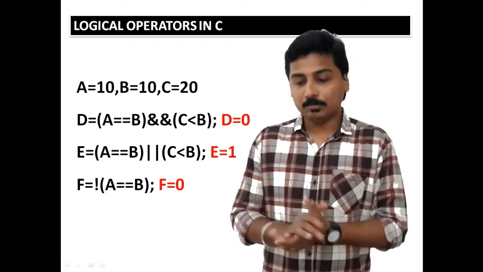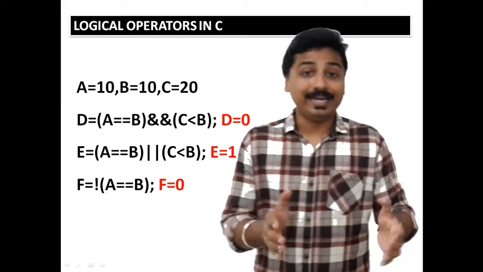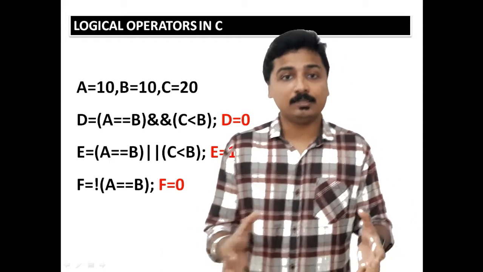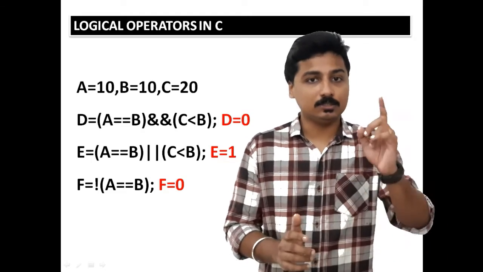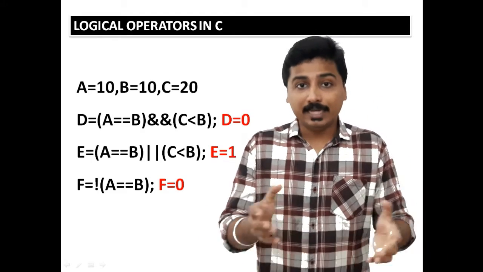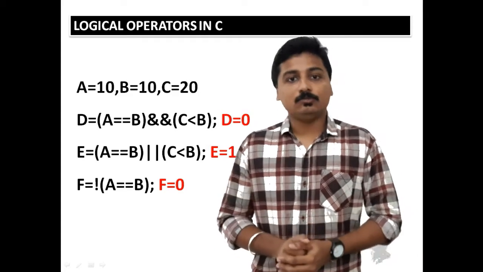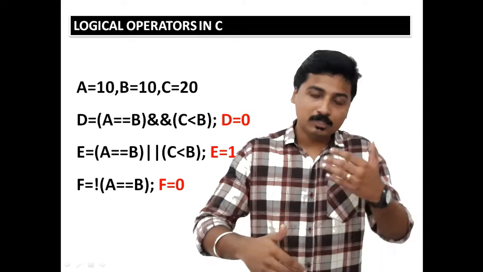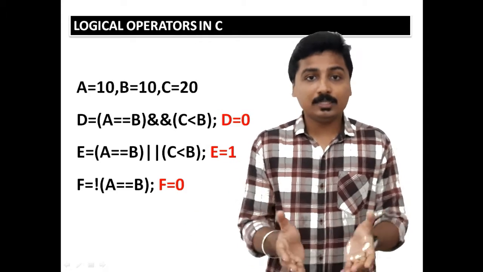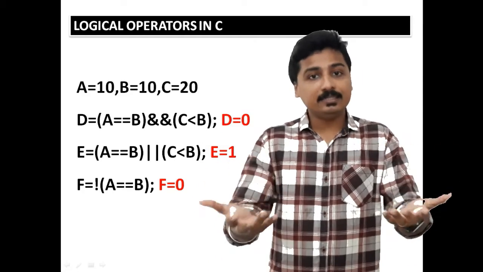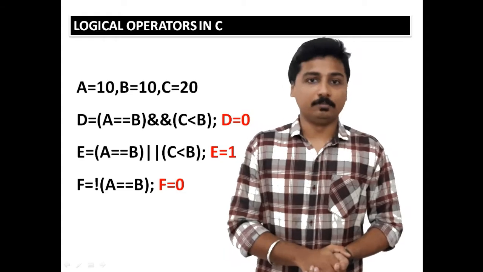We are using the same approach, that is A equal to B or C less than B. A equal to B will be satisfied. We are comparing the values inside A and B. A and B consist of the same value. So that condition will be satisfied. So the result will be 1 because one of the conditions has been satisfied. Okay. In the third case, we are using the NOT operator. That is, we are inverting the condition, and we are using A equal to B. Actually, here A and B are equal, but we are negating the value. So the result will be 0. That result will be stored in the variable named F.